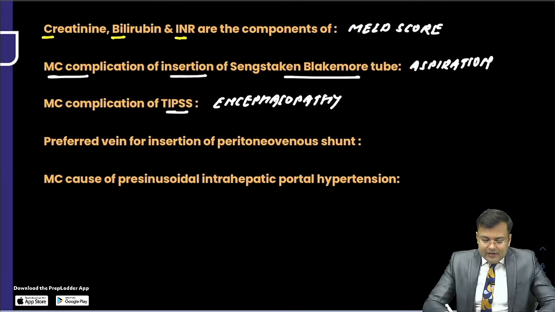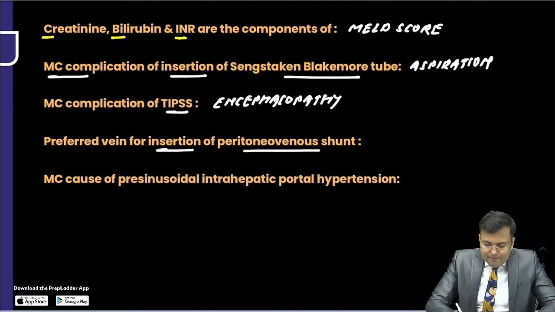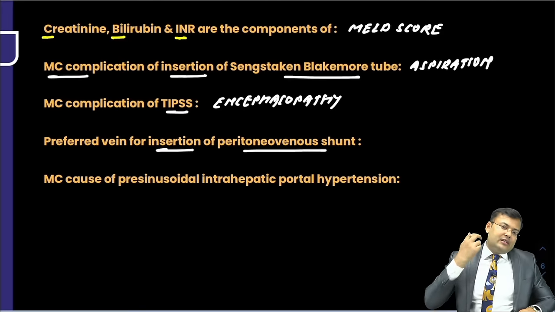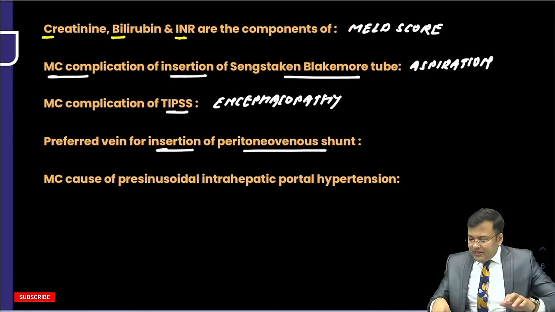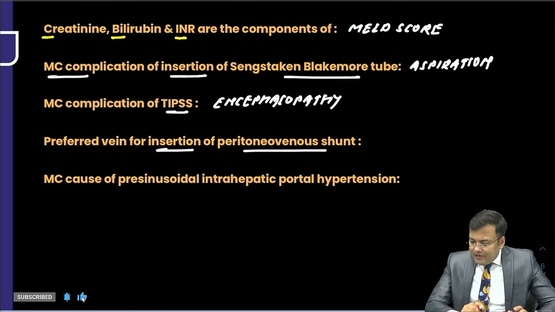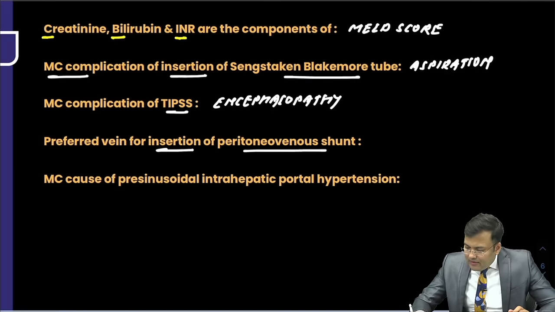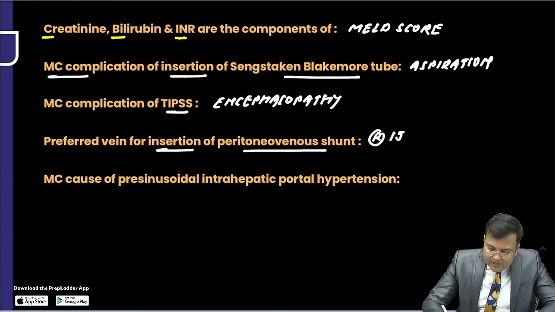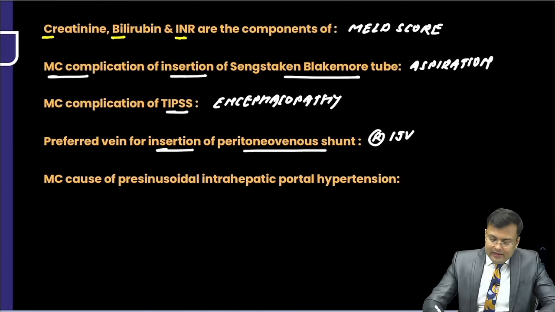Very good. Question of AIIMS: preferred vein for insertion of peritoneovenous shunt. In which vein is this shunt inserted? I'm waiting for your reply, guys. Muhammad Atif, you are correct. It is the right internal jugular vein. We are going to insert it in the right internal jugular vein, followed by the superior vena cava.